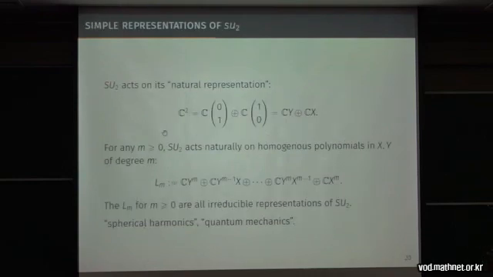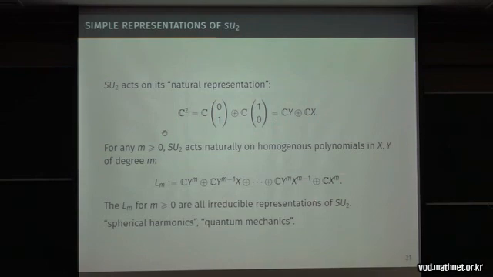So SU2, it's a group of matrices, so it has a natural representation. Yeah? It's acting on this space. And I want to call this basis vector y and this basis vector x. And so now what we can do is just consider symmetric polynomials. So polynomials in x and y of degree m. And we get this vector space.